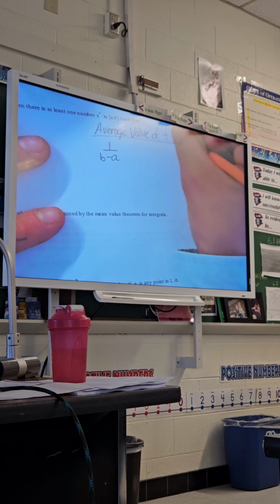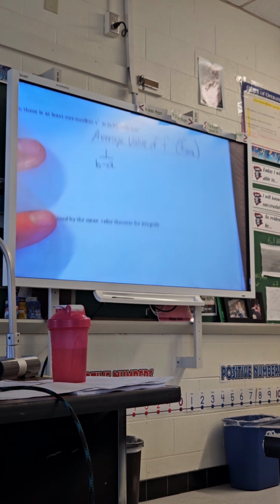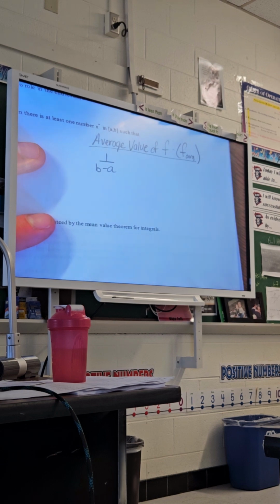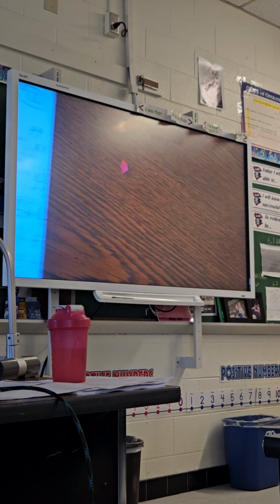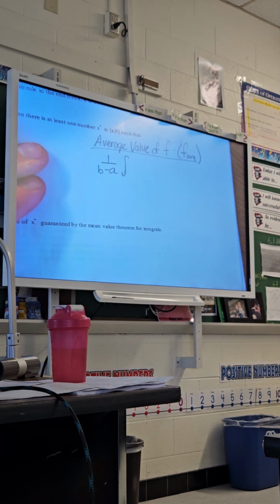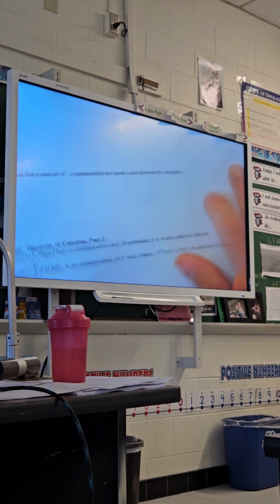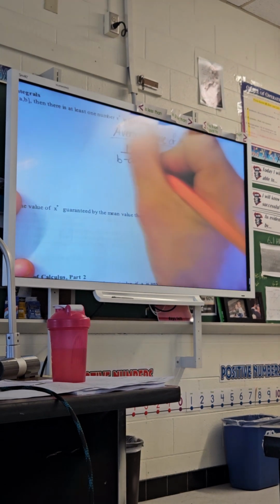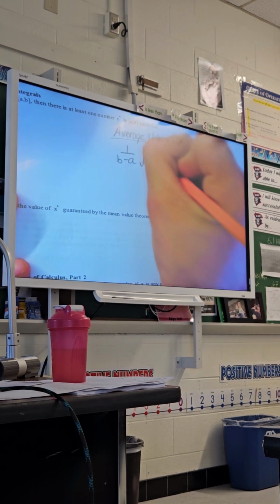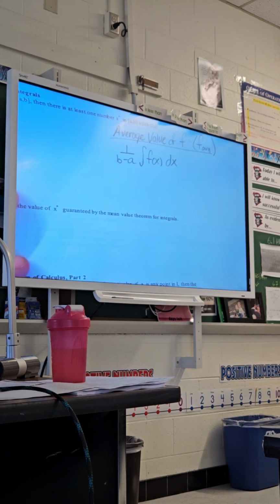Sometimes called f average, like AVG. Average value of f. I divide by b minus a on both sides, and I'll end up with this right here. F of x dx, from a to b.